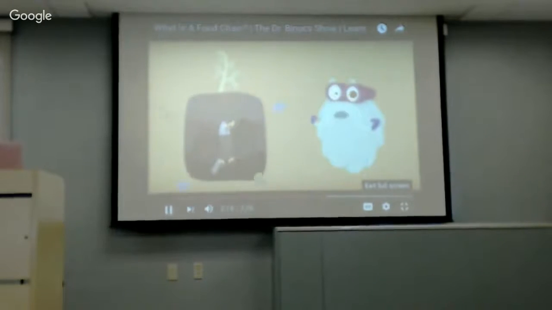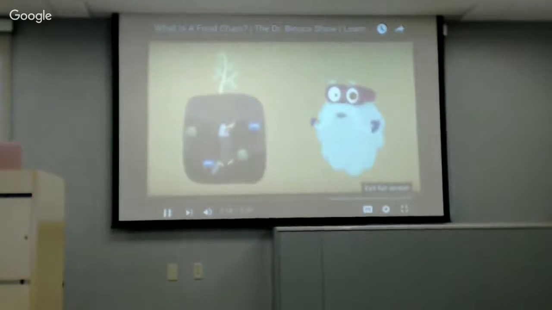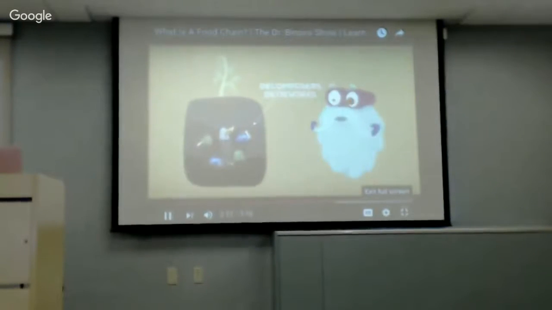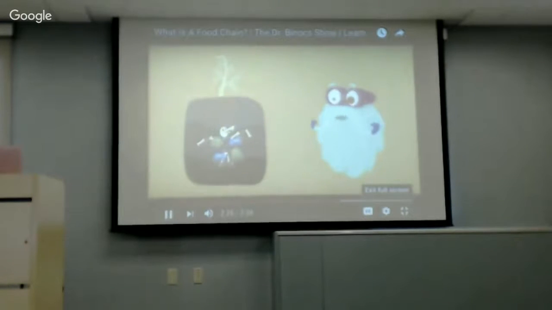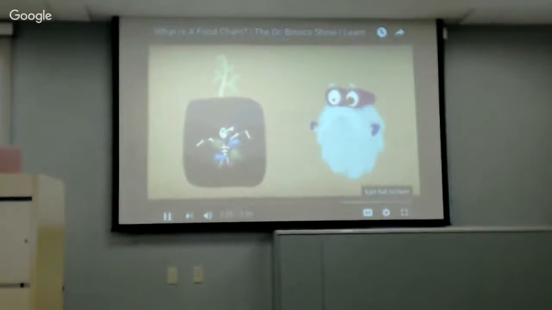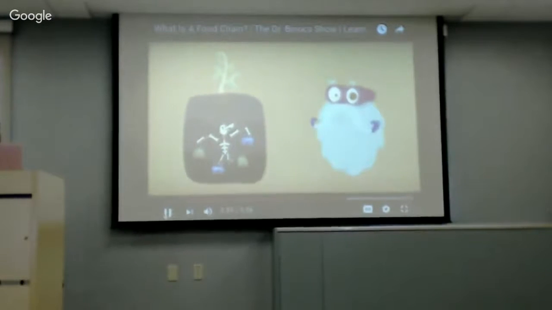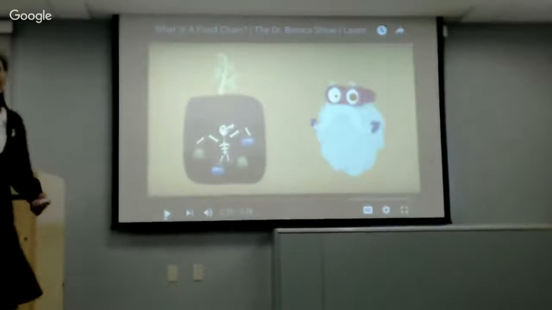Decomposers. Bacteria and fungi are decomposers. They are also called detritivores. They eat decaying matter, that is, dead plants and animals, and in the process, they break them down and decompose them.